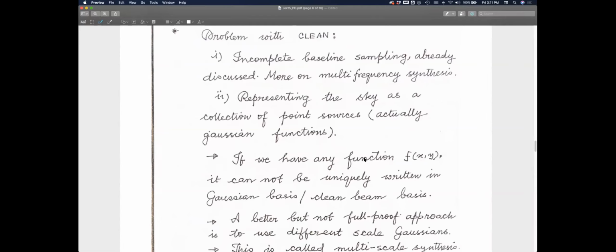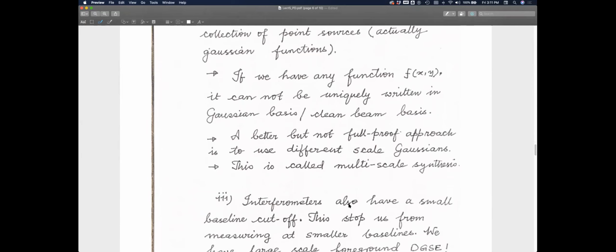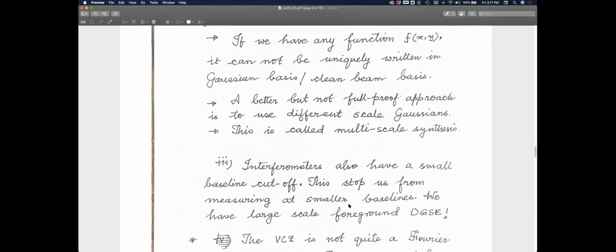So you really don't represent the sky in terms of point sources. You represent the sky in terms of narrow Gaussians. The width of the Gaussian is the synthesized beam of your interferometer. What is the problem in there? Now it turns out this can be shown mathematically rigorously that if I give you a two-dimensional function of x, y, just like the intensity distribution in the sky, no two-dimensional or one-dimensional or any dimensional function can be uniquely written in terms of a Gaussian basis or the clean beam basis if you wish.